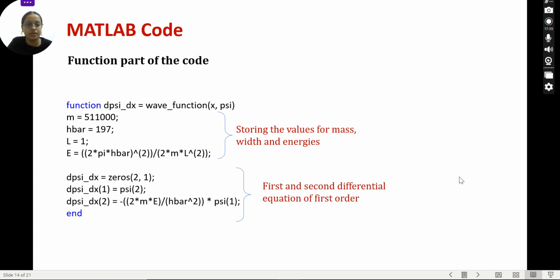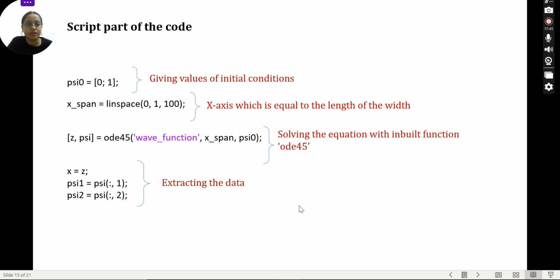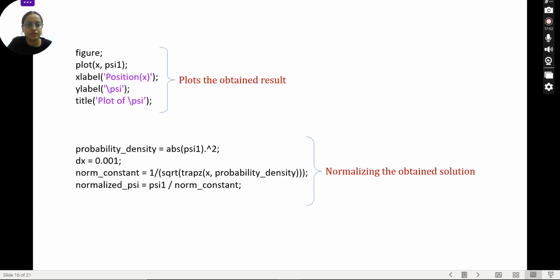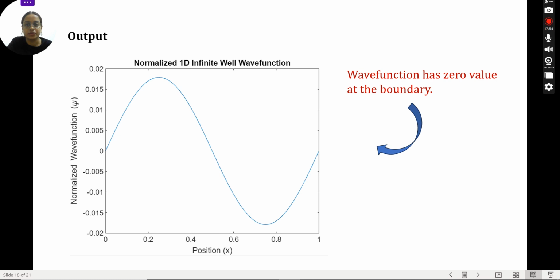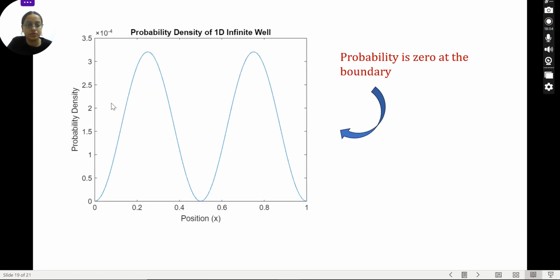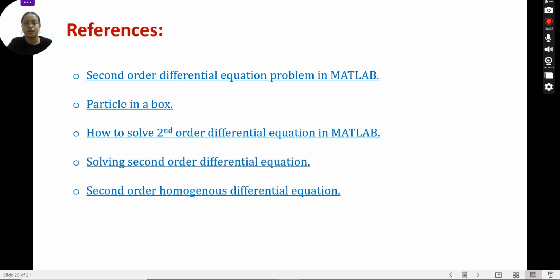Here we can see what this function does. It stores the values of constants, and the second part is about the differential equation. And in the script we have given the initial conditions and extracted the output in the form of psi. So here is the output. You can see that this is for the first state, and this is the probability density for the first state of the 1D well.